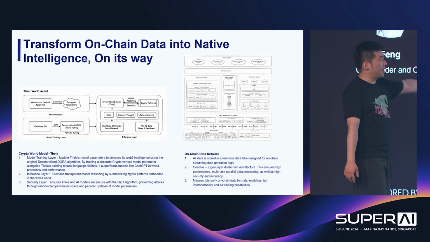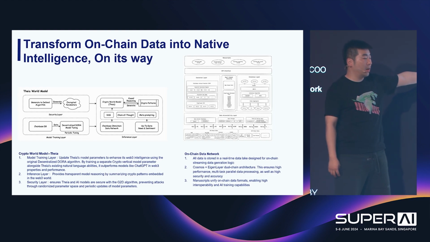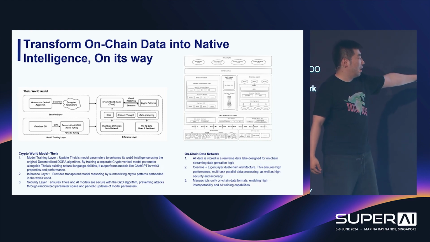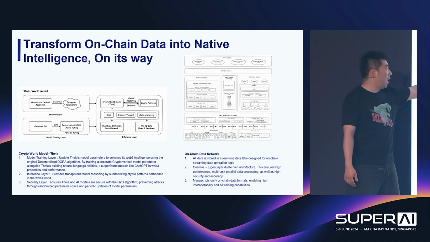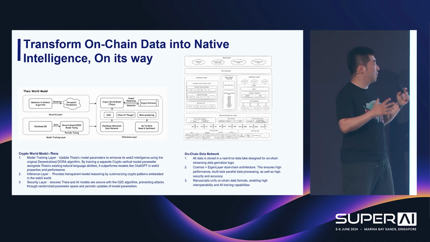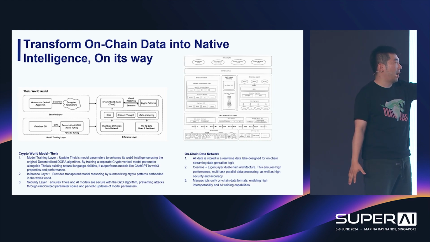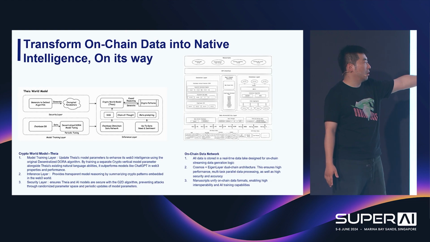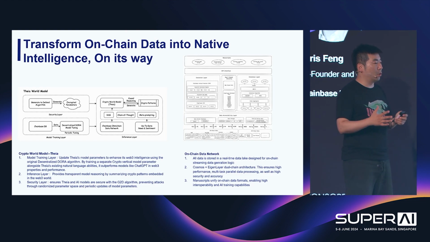Here is the architecture design of the whole product. As you can see, we have a 3-layer design within our world model. At the very bottom, we're going to train the model by ourselves. All the on-chain data from the database or other database providers, we're going to fit into our own purpose-designed algorithm, called decentralized DORA, as the fine-tuning tool to train our own model.